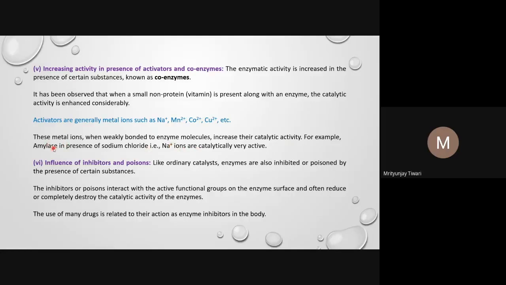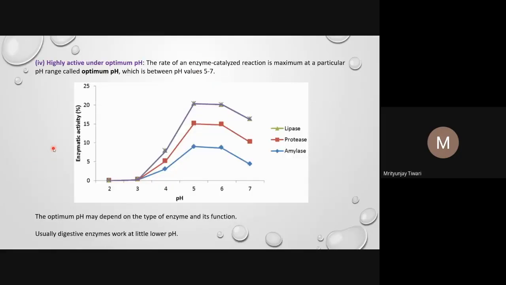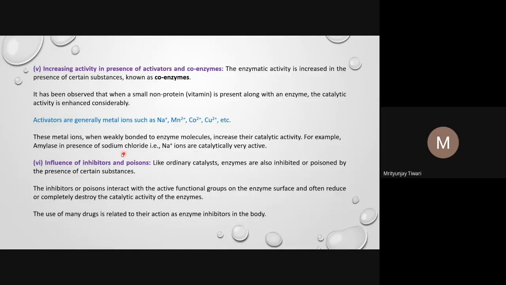For the amylase enzyme, which does what function? It breaks starch into glucose, and this activity is enhanced in the presence of Na+ ion. So the other example is, this Na+ ion is an activator for the amylase enzyme.